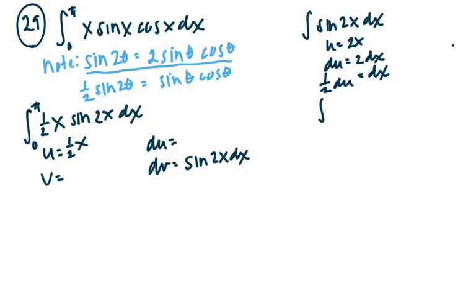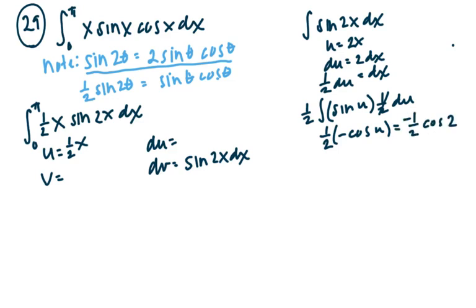So we have the integration of sine of u times 1/2 du. This 1/2 can move out to the front because it's a constant. So we have 1/2, the integration of sine is negative cosine of u. So this gives us negative 1/2 cosine of 2x.